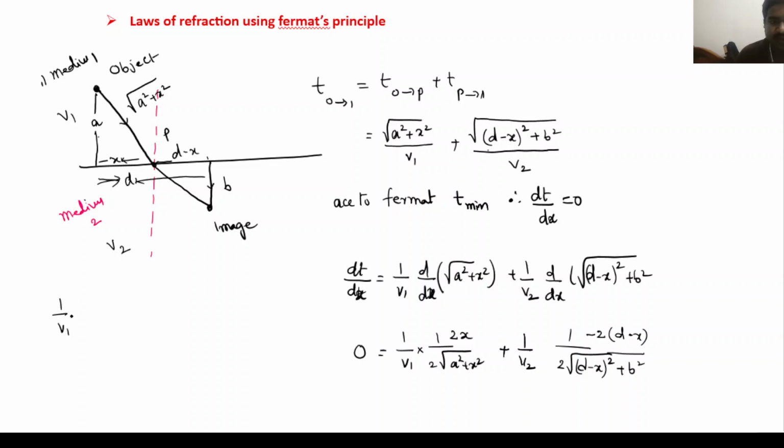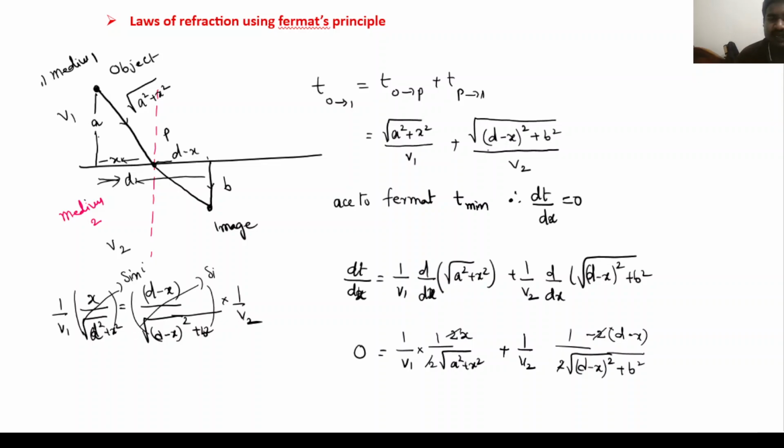From this you can write: 1 by v1 and 1 by v2, and the 2 and 2 get cancelled. So 1 by v1 times x divided by under root a square plus x square must equal (d minus x) divided by under root (d minus x) whole square plus b square, times 1 by v2. See in the diagram, x divided by under root a square plus x square you can take as sine i, and this term you can take as sine r.